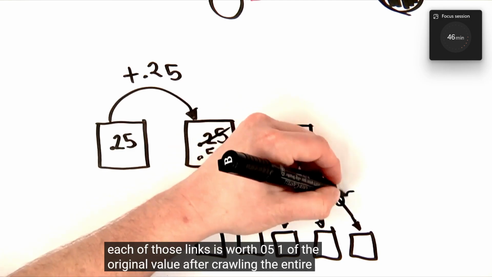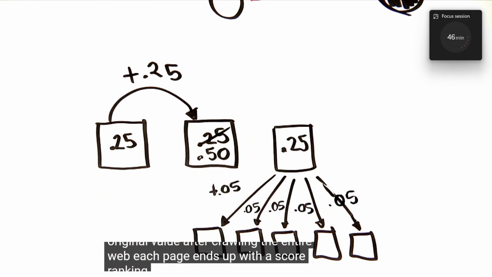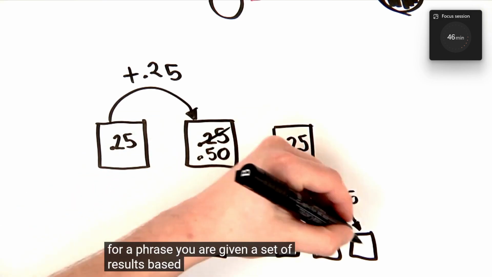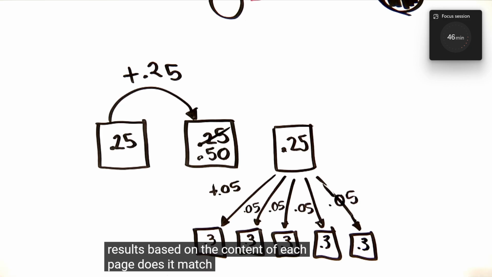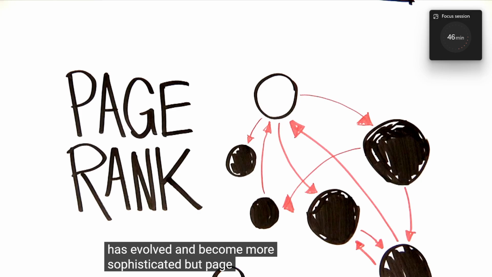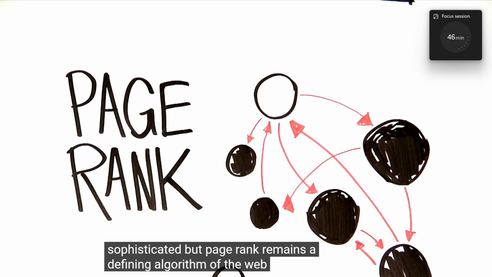After crawling the entire web, each page ends up with a score ranking its importance. When you search for a phrase, you are given a set of results based on the content of each page, does it match your query, as well as the page's importance, does Google give it a high PageRank value. Google's system has evolved and become more sophisticated, but PageRank remains a defining algorithm of the web.